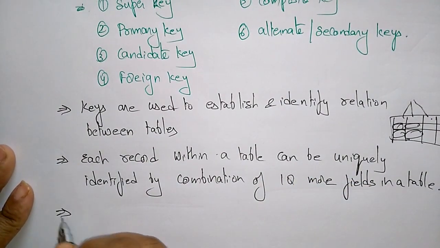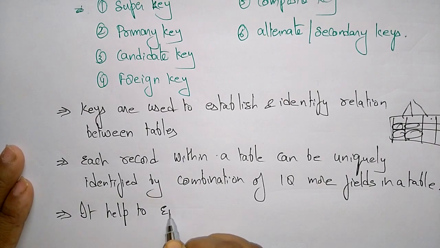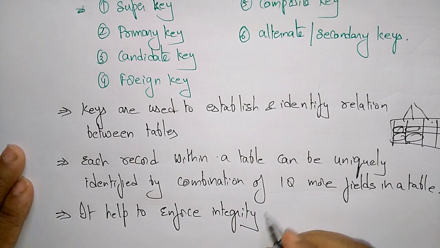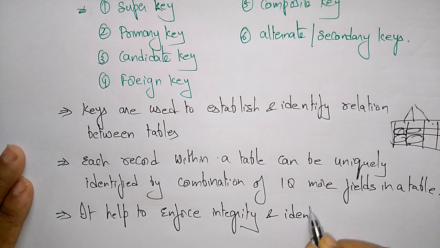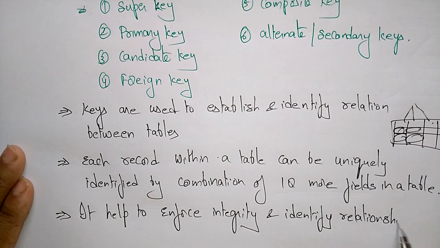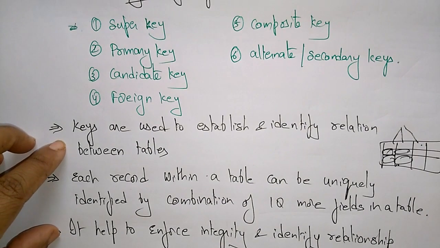And next, it helps to enforce integrity and identify relationships. So the main use of the keys is to enforce integrity and identify relationships. So these are the different keys that are used in the database management system, and these are the uses for the keys. And before going to know about the keys, let me tell why we need keys.